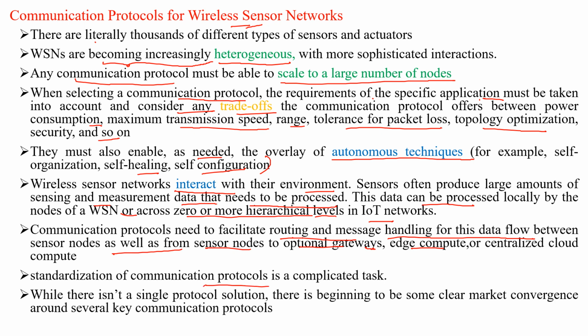Standardization of communication protocols is a complicated task. Till now there is no single protocol solution. There is beginning to be some clear market convergence around several key communication protocols. So these are the important points which you can write for 6 marks for wireless sensor networks.